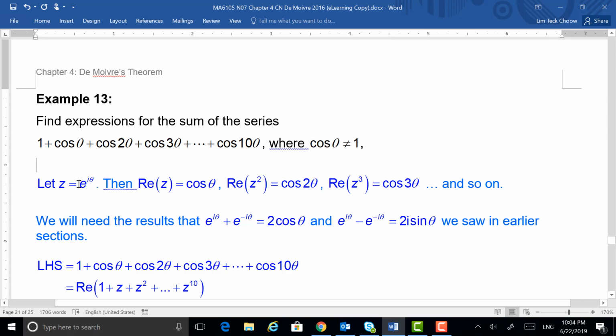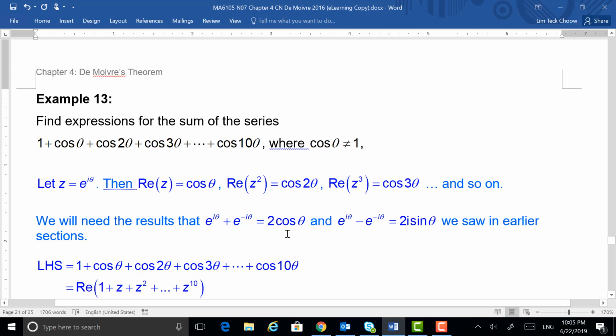For such a unit complex number, you want to realize that if you're asked to find the real part of z, it's just cosine θ. The real part of z squared is cosine 2θ, and the real part of z cubed is cosine 3θ. We will also need two results that we have learned previously: one is e^(iθ) plus e^(-iθ), and the other is e^(iθ) minus e^(-iθ). These two results will come in handy in our manipulation below.